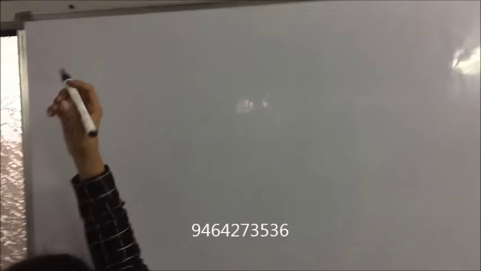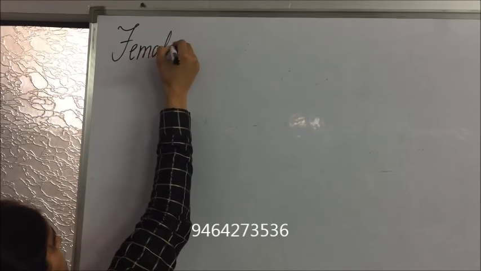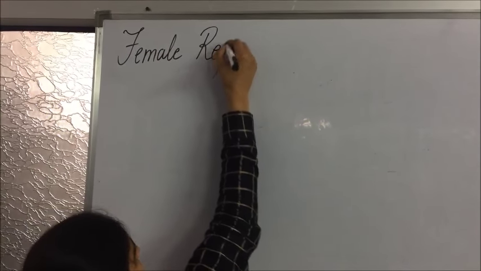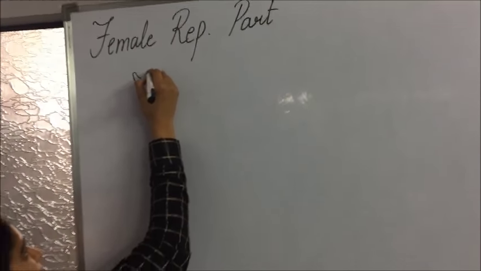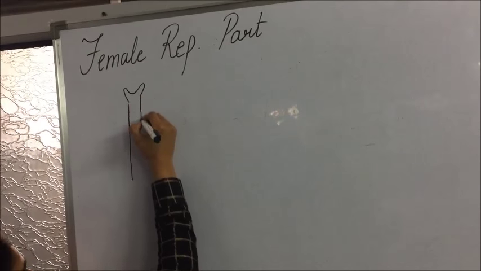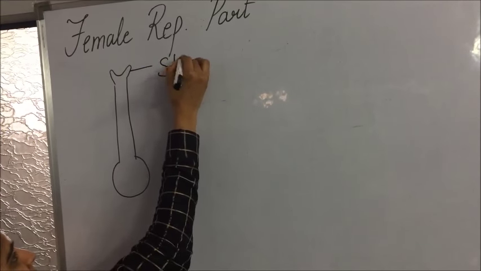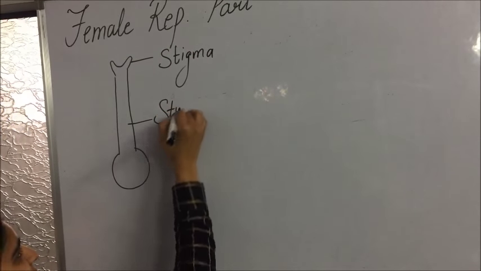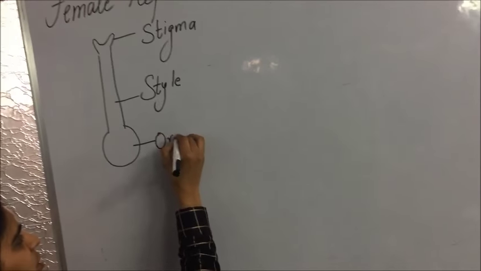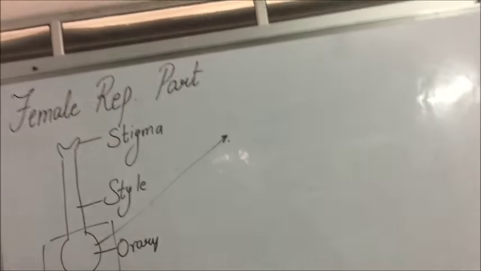Before megagametogenesis, you will know about the structure of the female reproductive part, that is the pistil. Here it has 3 parts: stigma, style, and the last one is the ovary. We will discuss the formation of this part only.